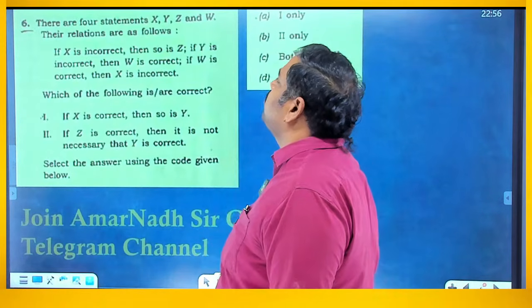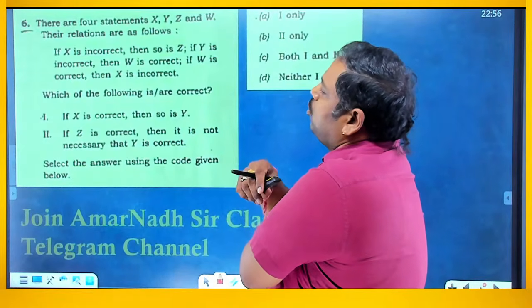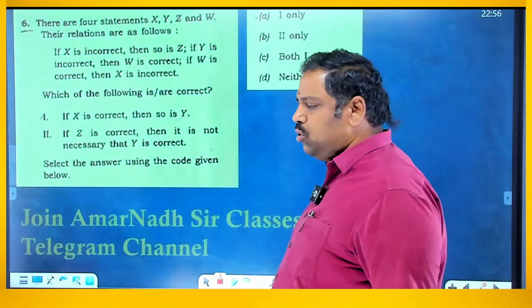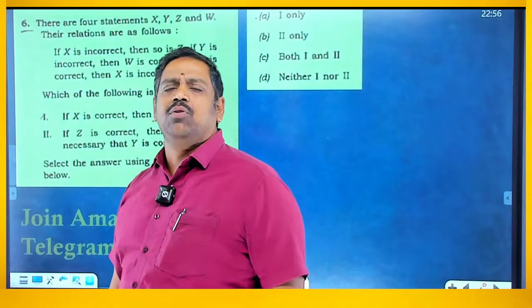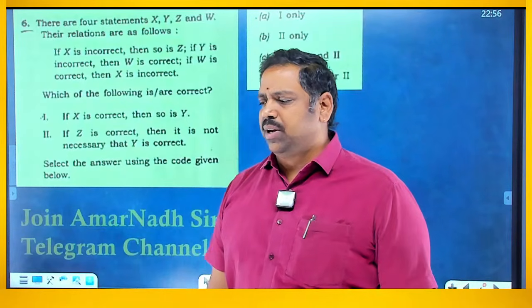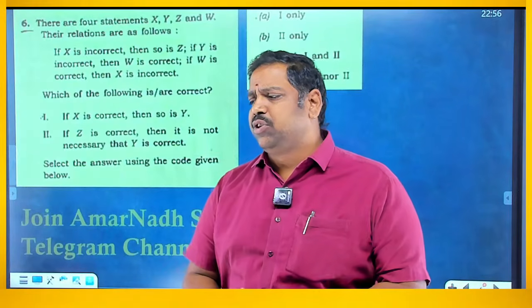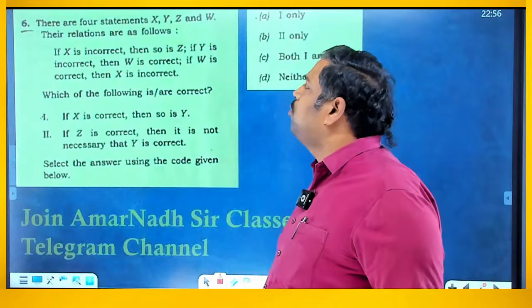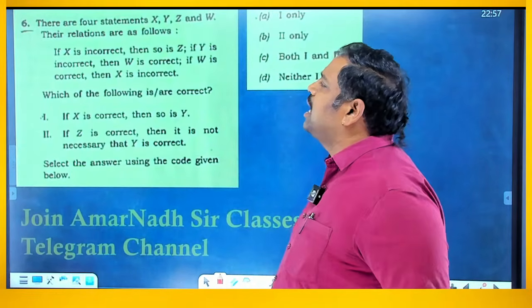There are 4 statements X, Y, Z and W. The relations are as follows. Okay, see this question, if you want to answer, you should know the concept of statements. Actually, truth tables and statements, if you know that, it helps you a lot. Of course, without having that also we can work out, but that gives you much clarity about it. Okay, right, observe. There are 4 statements X, Y, Z and W. The relations are as follows.